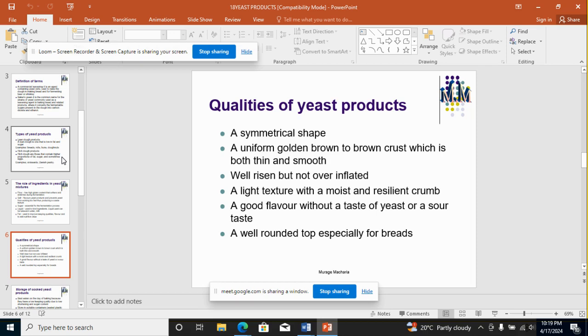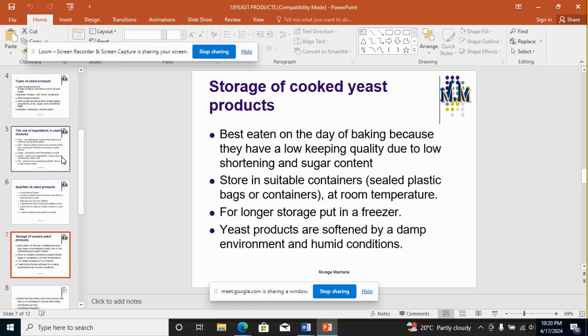And once your product is well risen, at least it will be able to let some heat penetrate and it will be well cooked. Then a light texture with a moist and resilient crumb, then good flavor without a taste of yeast or sour taste. So it should not have an exaggerated taste of yeast. Then a well rounded top, especially for bread. So the bread should have that well rounded top.